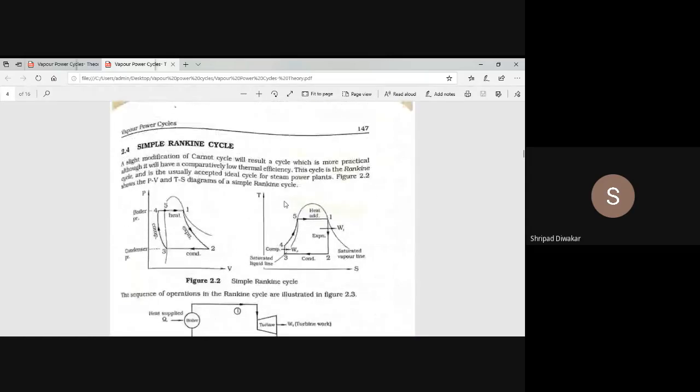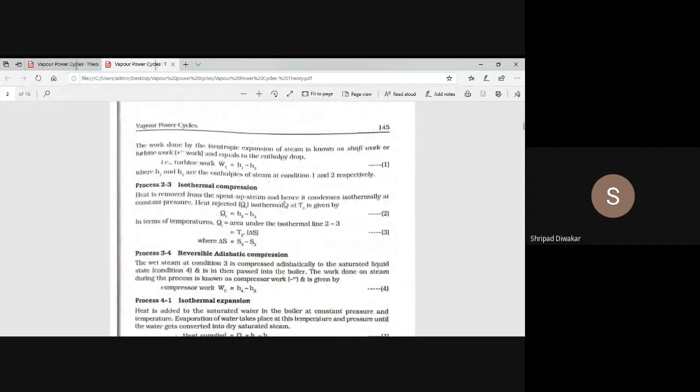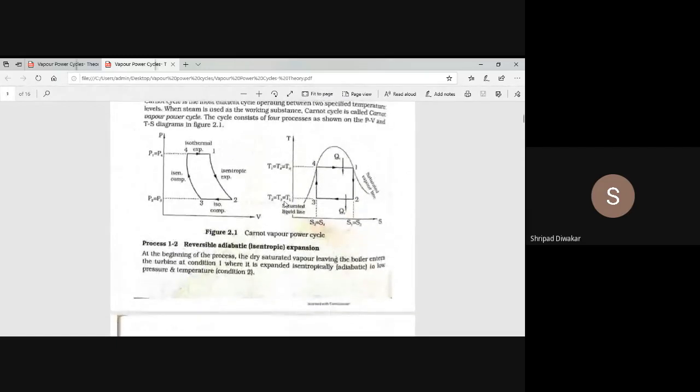On the other hand, I'll compare with the Carnot cycle. What is the Carnot cycle diagram? Okay, I'll show the Carnot cycle diagram. Carnot cycle diagram is this one. Here you see the diagram. There are 4 processes. 1 to 2 is adiabatic expansion only. 2 to 3 is condensation, then 3 to 4 is adiabatic compression, and 4 to 1 is isothermal heat addition. We don't have point 5 because it is an ideal cycle.